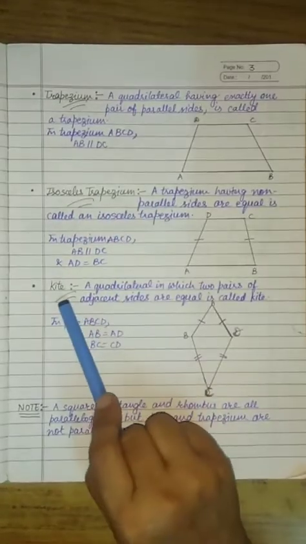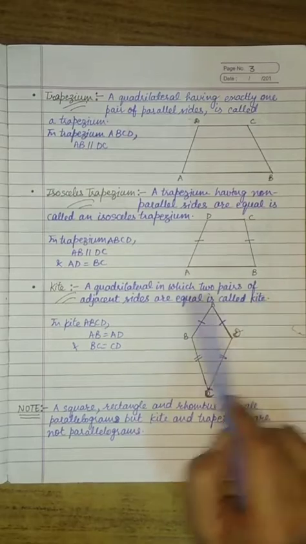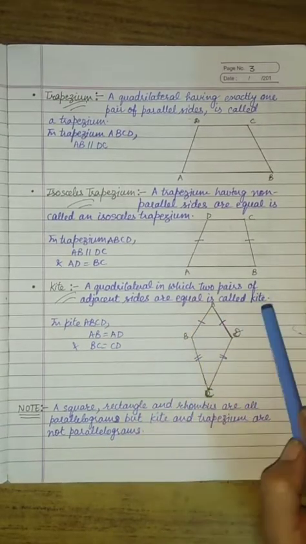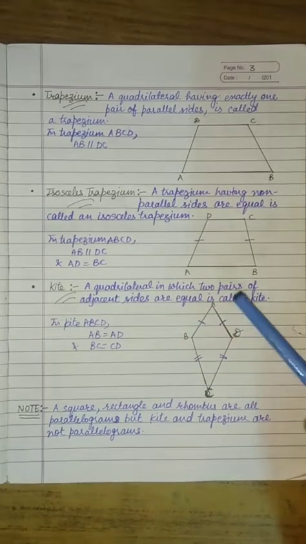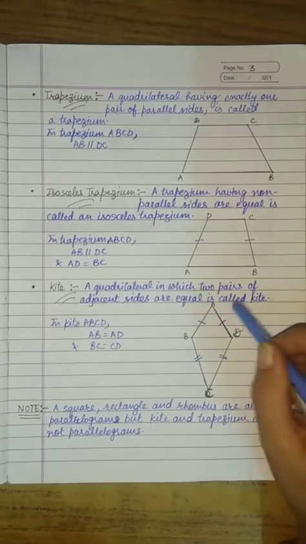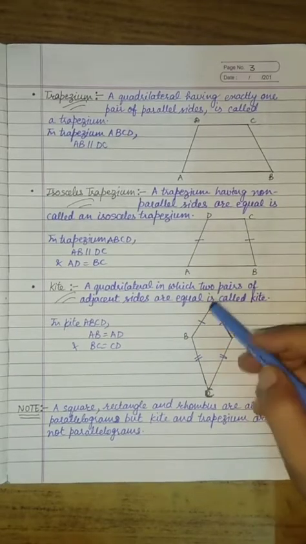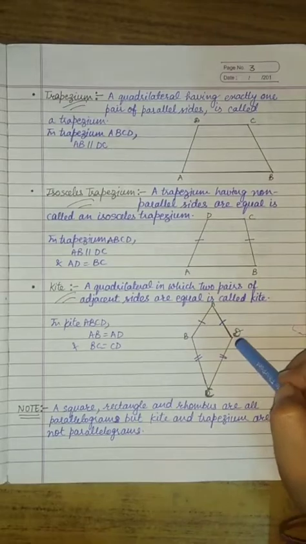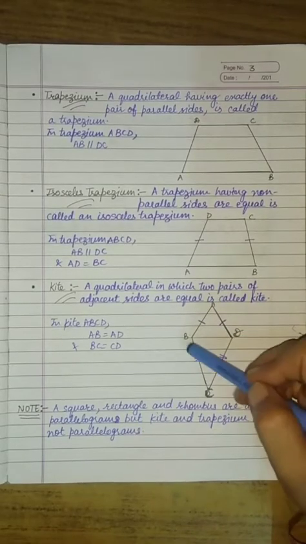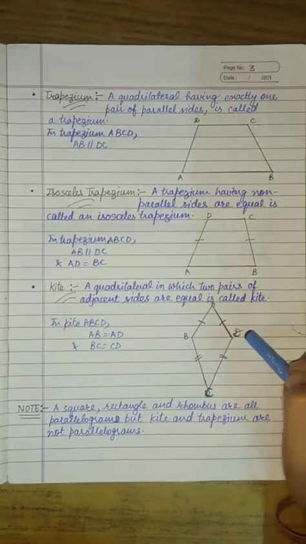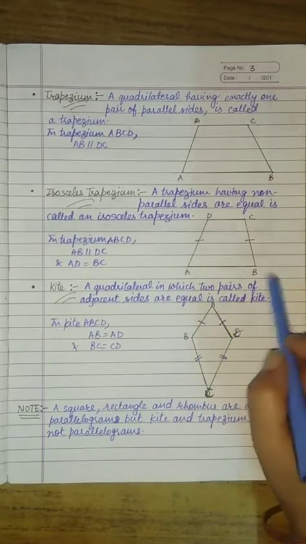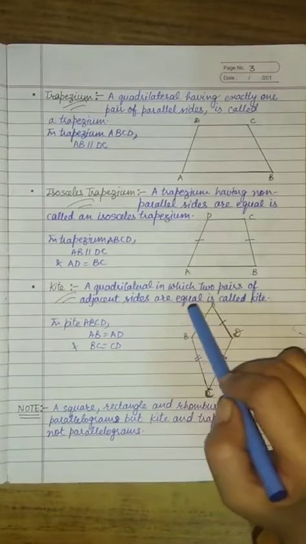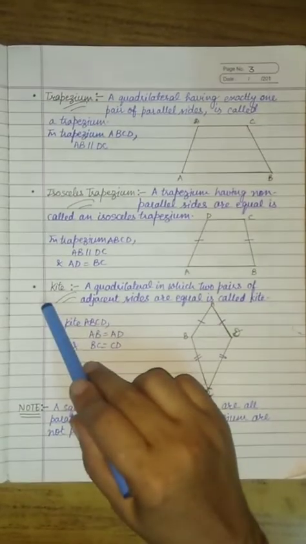Then comes the kite. A quadrilateral in which two pairs of adjacent sides are equal is called a kite. Here ABCD is a quadrilateral in which we have adjacent sides equal. AB is equal to AD, and these are adjacent sides. Similarly, BC and CD are adjacent sides which are also equal. It means we have two pairs of adjacent sides which are equal, so it is called a kite.